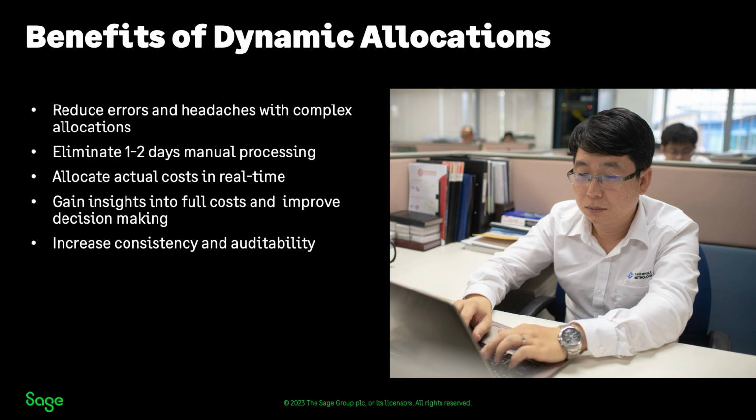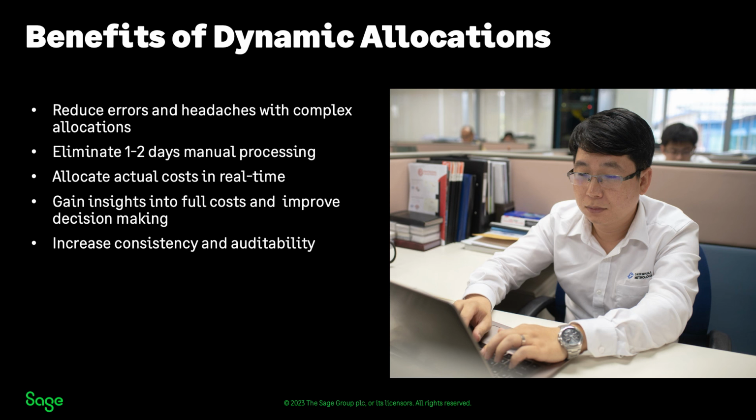What is the benefit of having dynamic allocations working for your organization? So in essence, it helps you reduce errors and headaches with complex allocations, right? So you're no longer needing to rely on complicated Excel spreadsheets, and that can become error prone, quite frankly, when you're trying to determine how to allocate your costs, your overhead, your revenue, and so forth. Eliminating manual processing. As you can imagine, creating these spreadsheets could take a lot of time. Even running through the periodic process in and of itself could be very time consuming. So, not only eliminating hours, but eliminating days from your close cycles.